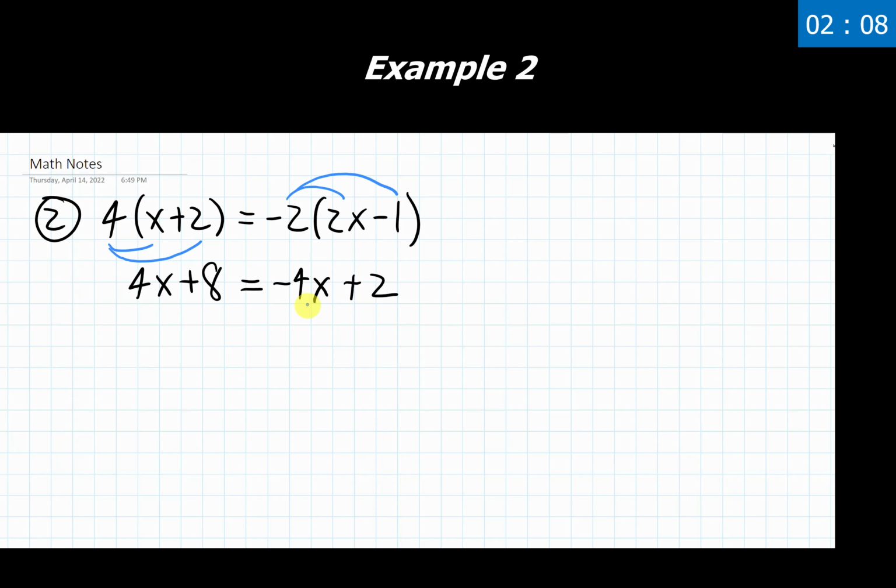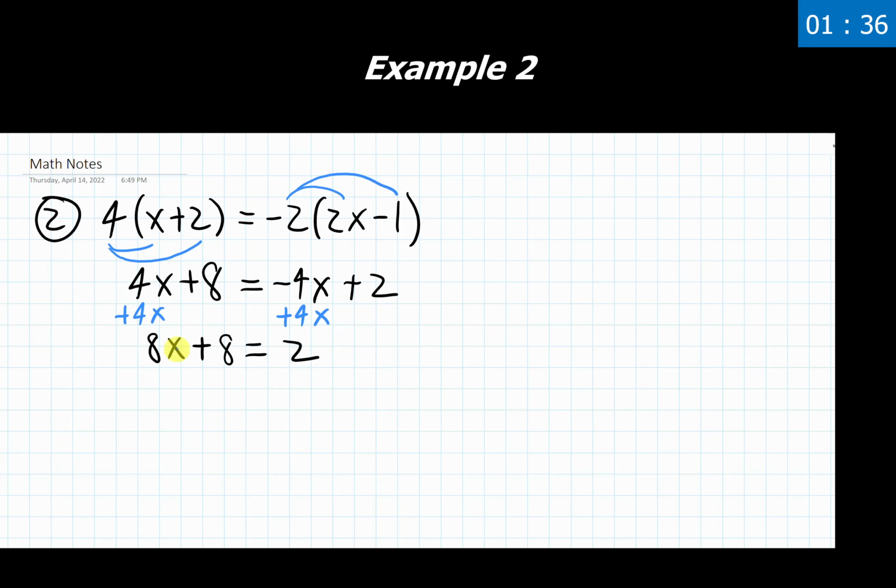So I have negative 4x on one side, and I have positive 4x on the other side. I need to get rid of one of them. The hint from our previous video said that I'm going to get rid of the lower valued variable term, in this case the minus 4x. It has a lower coefficient, so we want to get rid of that one. So we add 4x to both sides, and our result is that we get 8x plus 8 on the left side equals 2 on the right side.